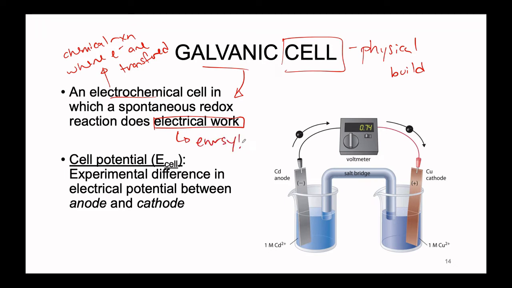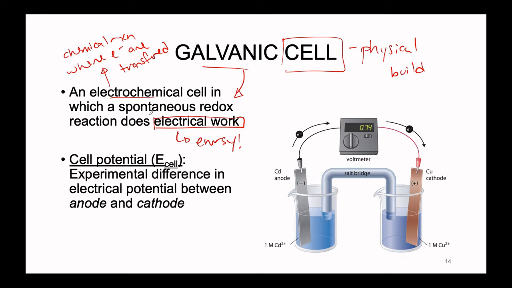So the various forms of energy that we've introduced before are like thermal energy, mechanical energy, physical energy, kinetic energy. Here we're going to be talking about electrical energy. This is the work that is done as electrons move from place to place.